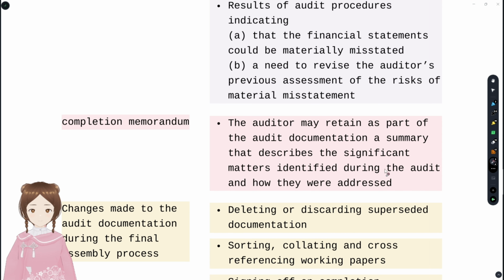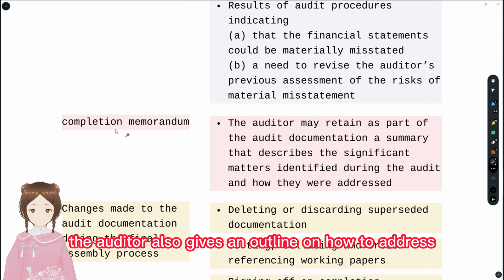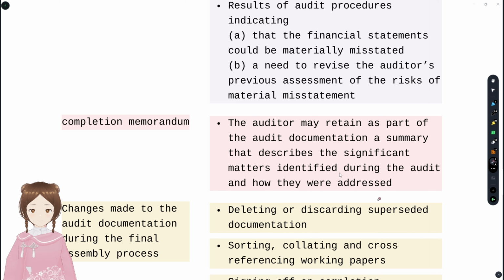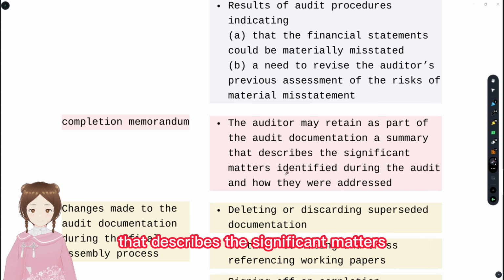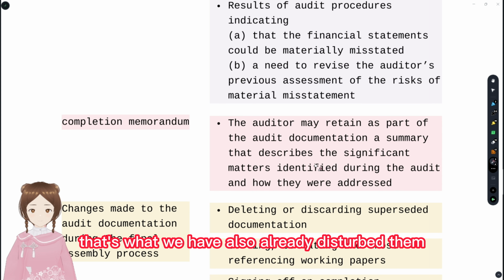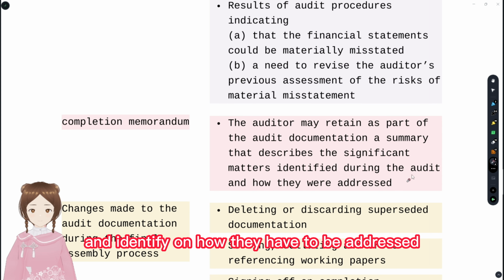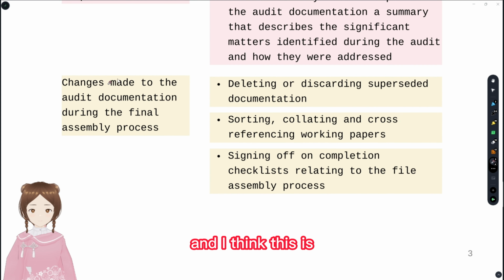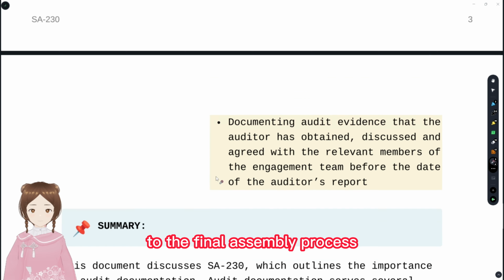Likewise, the auditor also gives an outline on how to address the significant matters that he had found. The auditor may retain a portion that describes the significant matters, which we have already described, and identifies how they have to be addressed and how the audit procedures have to be performed. And I think we have discussed the changes to the final assembly process.